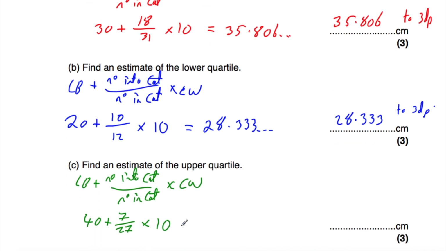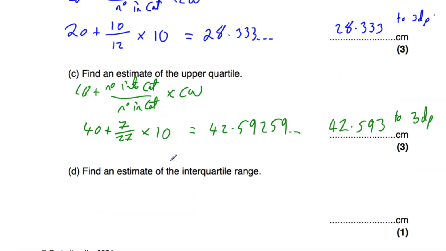And then we just need to work this out. So we can just type this into our calculator. 40 plus, and then our fraction button, 7 27ths multiplied by 10. And when we work that out, we get an answer of 42.59259 and so on. And again, let's just round this to 3 decimal places. It's going to be 42.593, as the next digit is 2, sorry, we round 42.5925 to 3 decimal places.